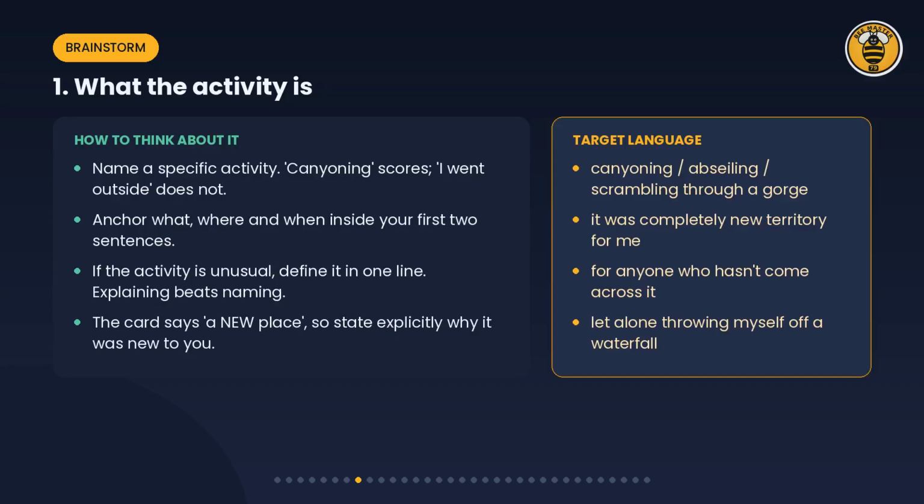Bullet 1. What the activity is. Name something specific. Canyoning scores marks. I went outside does not. Anchor what, where and when inside your first 2 sentences, and if the activity is unusual, define it in 1 line because explaining beats naming. And notice the card says a new place, so say explicitly why the place was new to you.